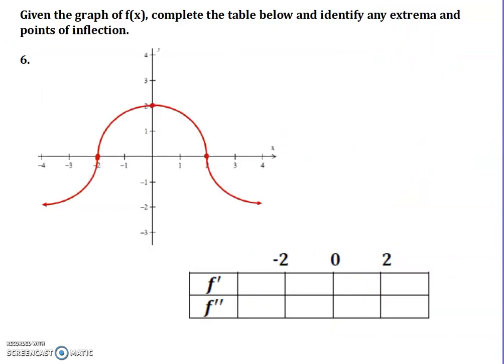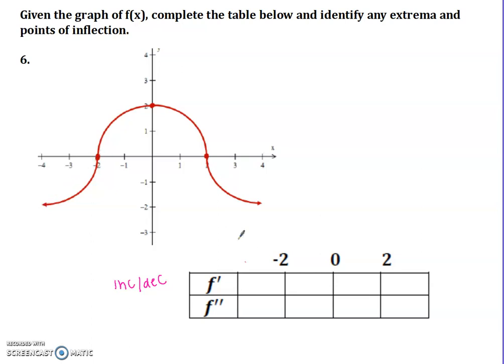Now let's look at one last example. So here they've given us the graph of f of x. We want to fill in the table and identify any extrema and points of inflection. So I'm going to just do f prime first. So remember, f prime tells us increasing, decreasing. So you just want to trace it from left to right.